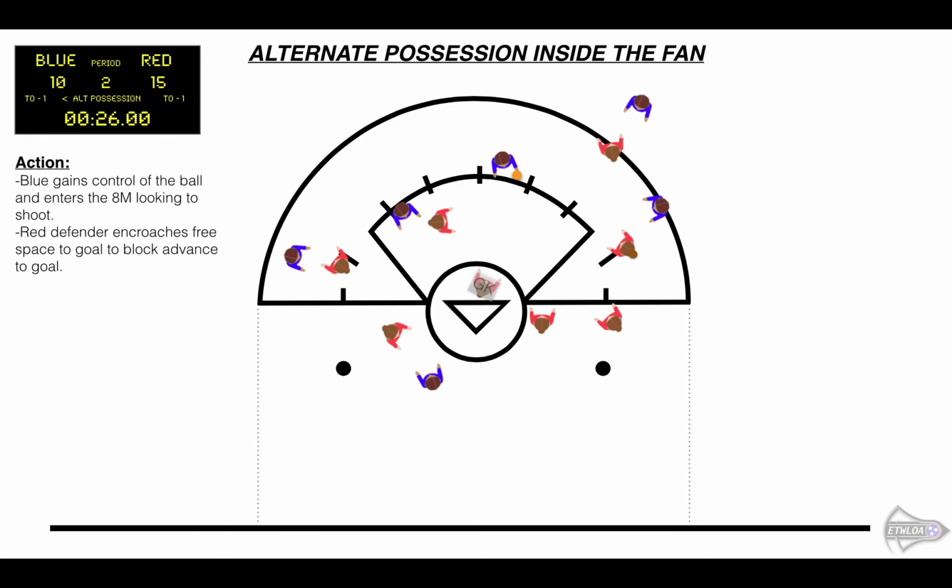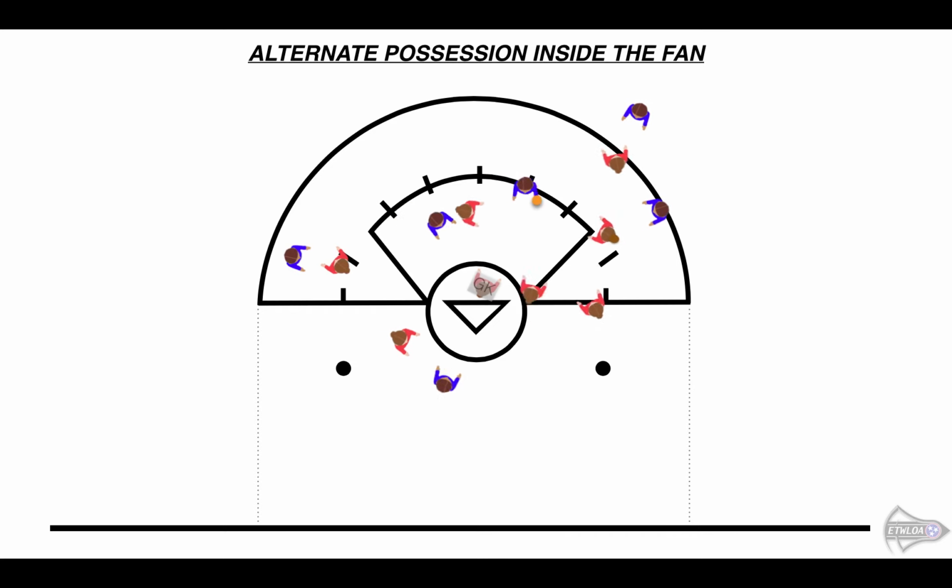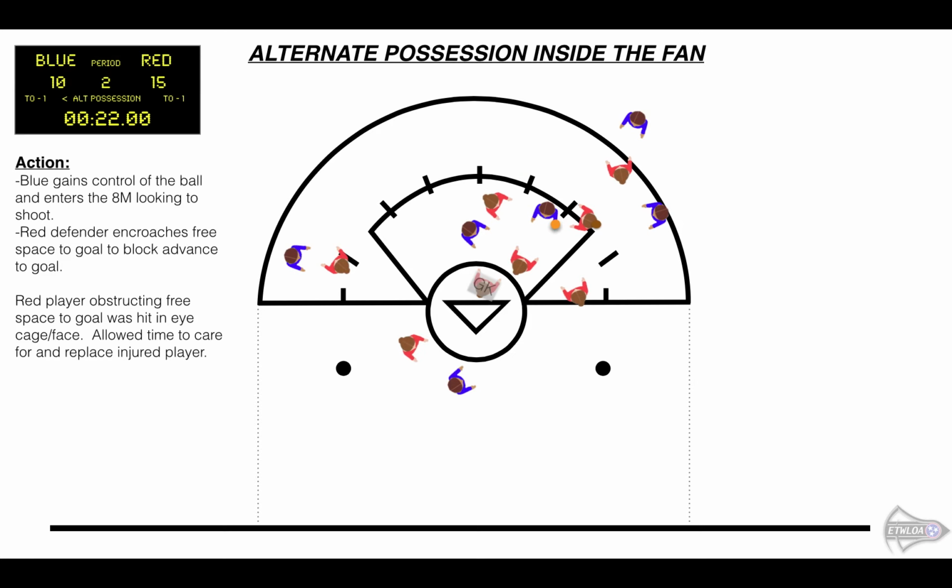So the scenario that I ran into, I'll give you the conditions existing at the time of the play. We were late in the game with less than 30 seconds to go. Blue had possession of the ball and the alternate possession arrow. They were down by 5 against the red team, and the action starts with Blue gaining control of the ball and entering the arc, looking to shoot. Red defender moved into the free space in order to stop the advance to goal, and I was in trail.